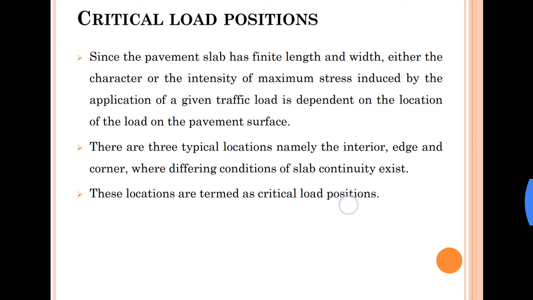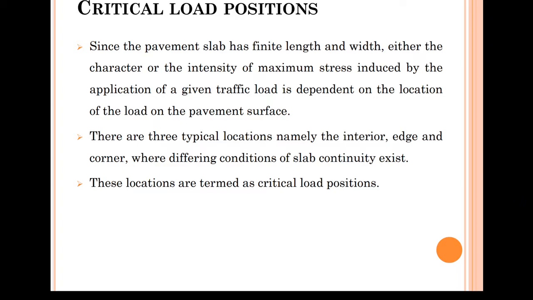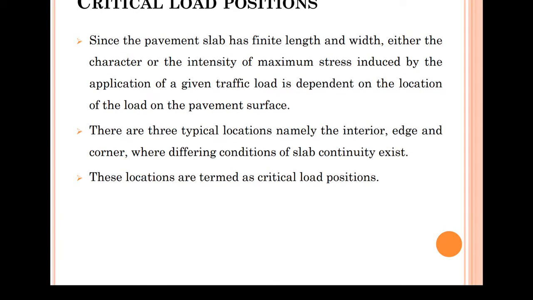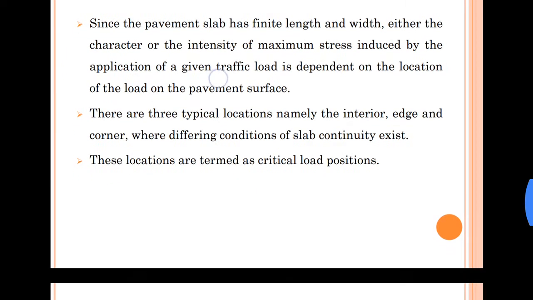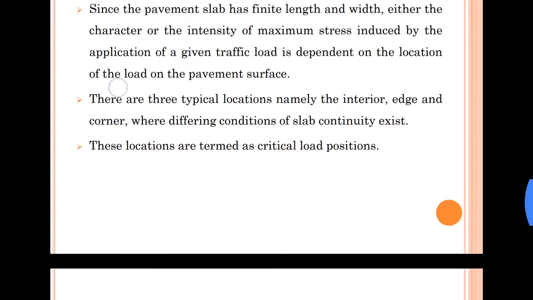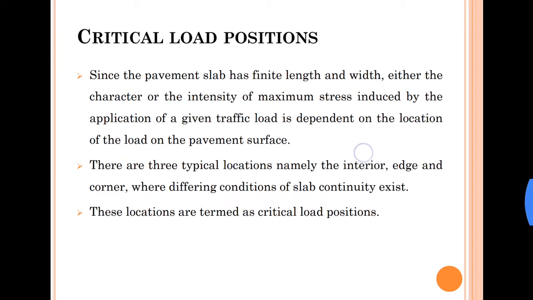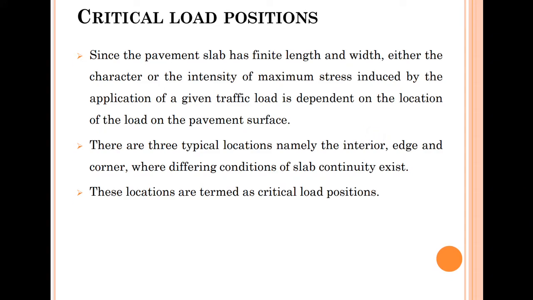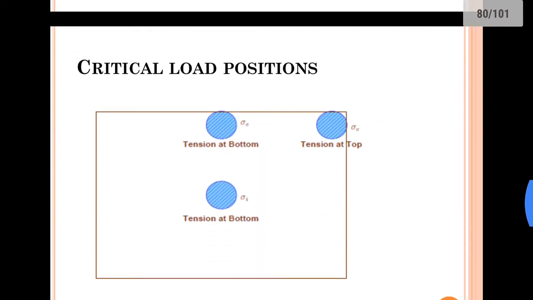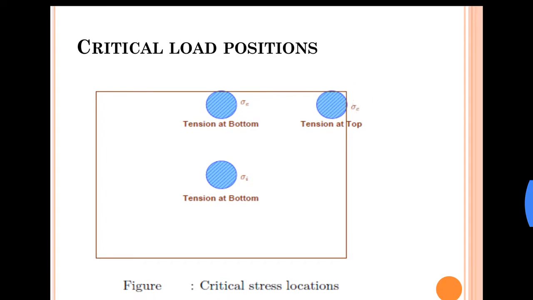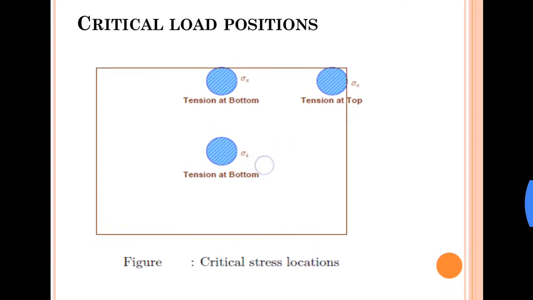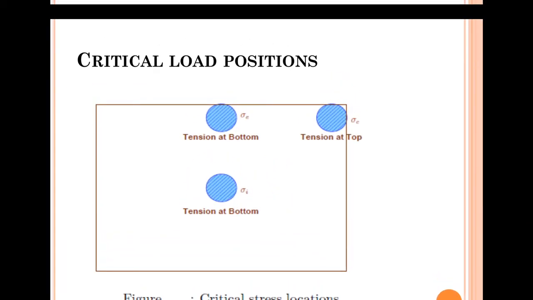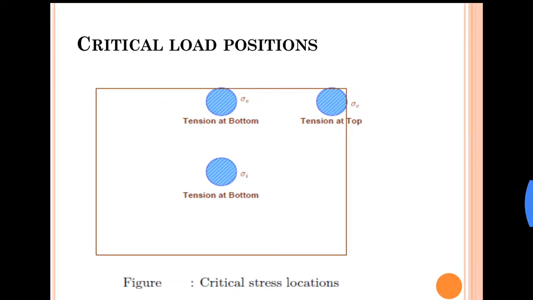Then we have critical load positions. Since the pavement slab has finite length and width, either the character or the intensity of maximum stress induced by the application of a given traffic load is dependent on the location of the load on the pavement surface. So we majorly consider 3 critical load positions: the corner, the edge, and the interior portion.